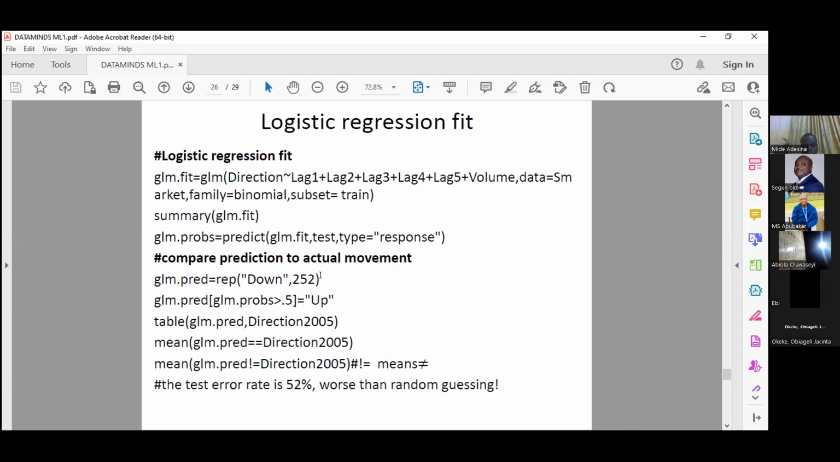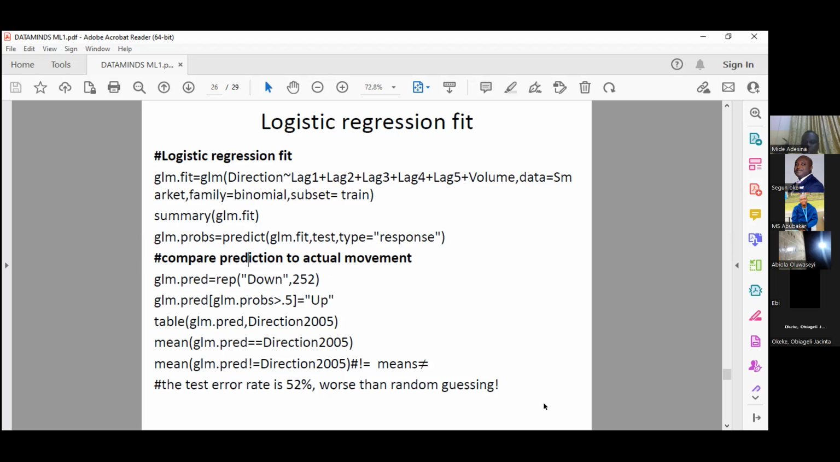Now, we want to compare the actual movement. So what we are trying to do is replicate 252 for down. On our GLM predict, we have the probability that it goes up, 50% of all the cases. In that case, we produce our confusion matrix. We then find the mean, and we obtain that. When we get there, we'll see how this works.